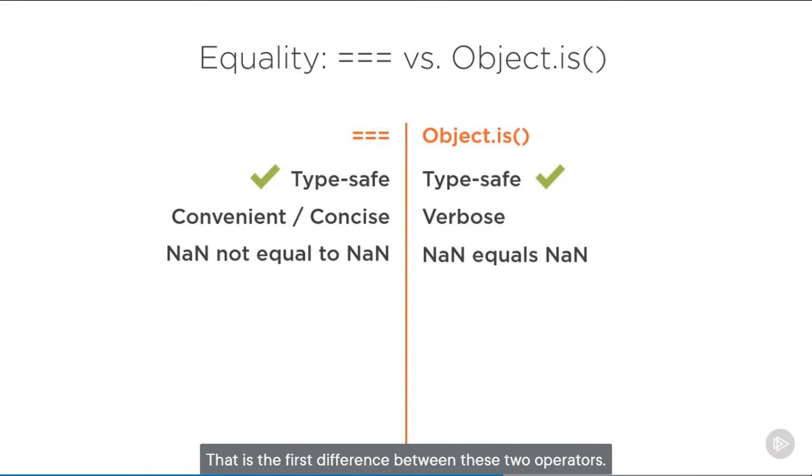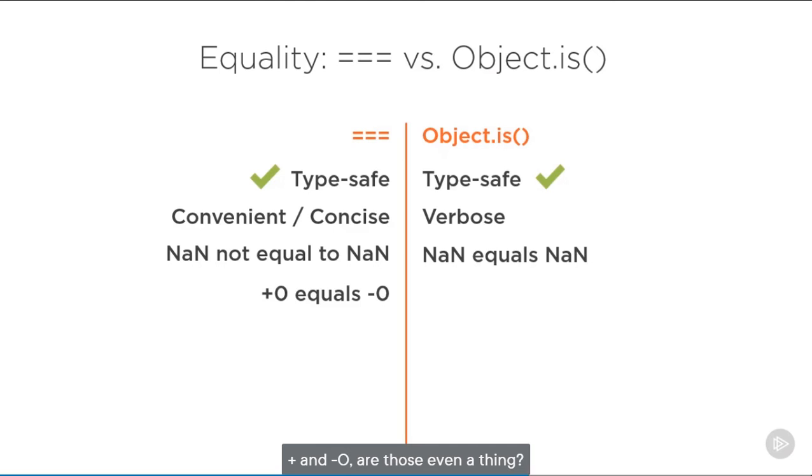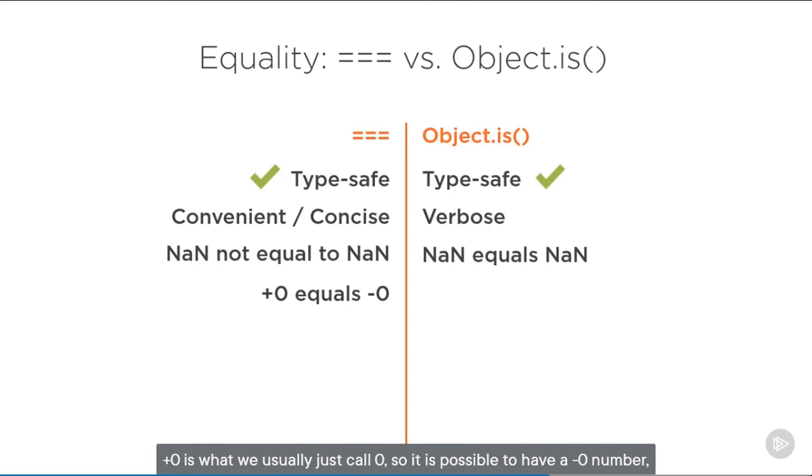That is the first difference between these 2 operators. The second and only other difference between these 2 is that with triple equals, plus 0 is equal to negative 0. Positive and negative 0, are those even a thing? Well, yes, in mathematics, there is such a thing as negative 0. Positive 0 is what we usually just call 0. So it is possible to have a negative 0 number.